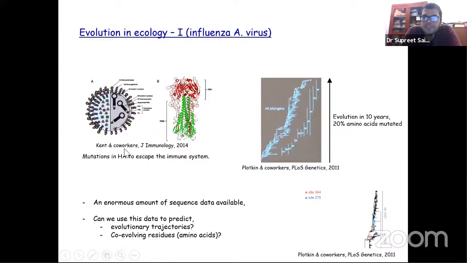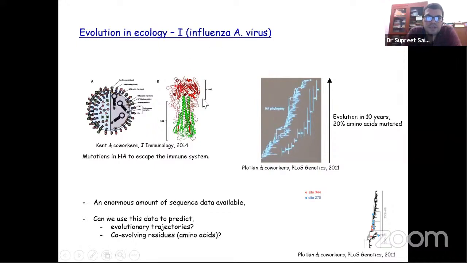The first one is a paper that came out 10 years back from Josh Plotkin's group in Pennsylvania. It's about influenza A. Influenza is interesting in the sense that it comes every year. Every year it infects a large fraction of people, and after about a week or so of infection, it goes away. So our immune system takes care of that. But next year it infects again, because it has come in a mutated form.